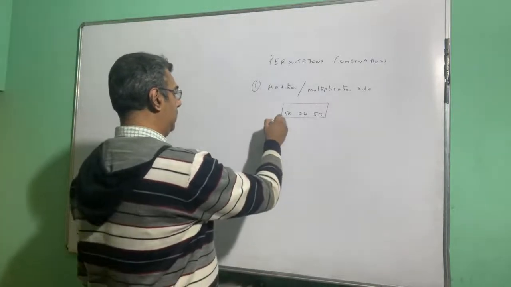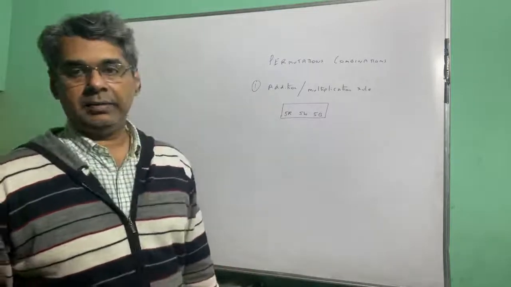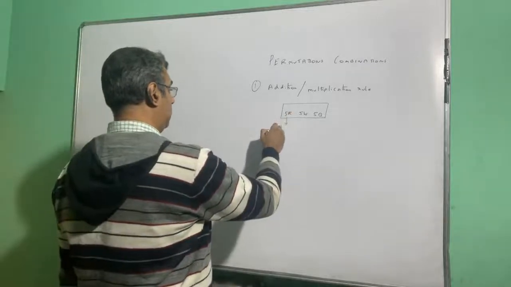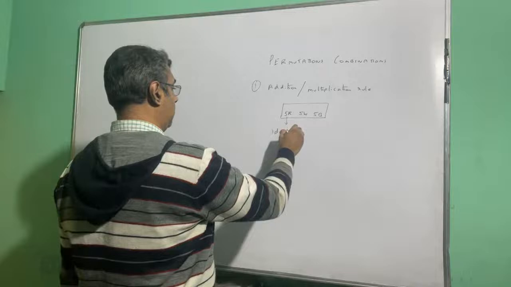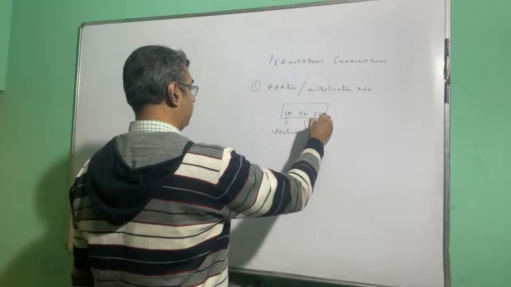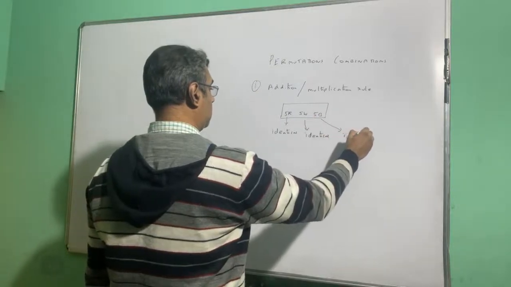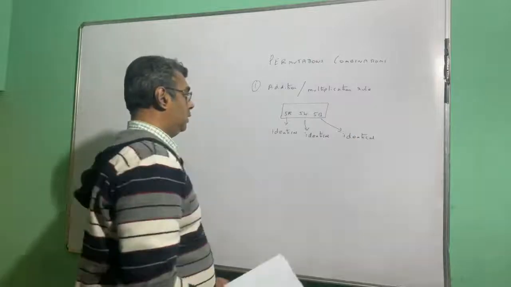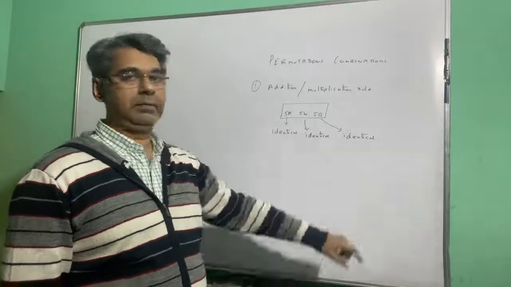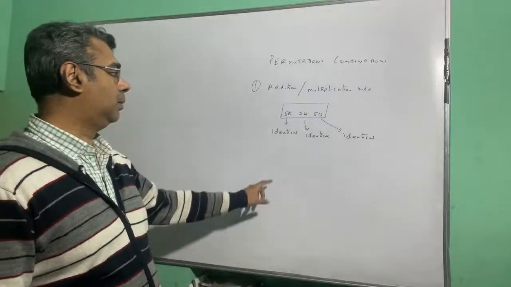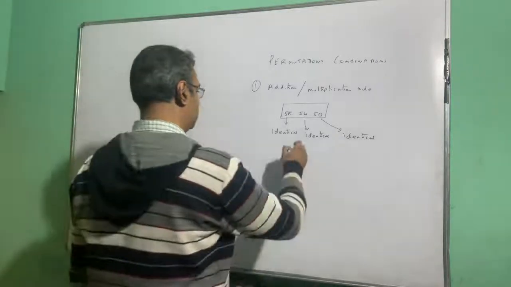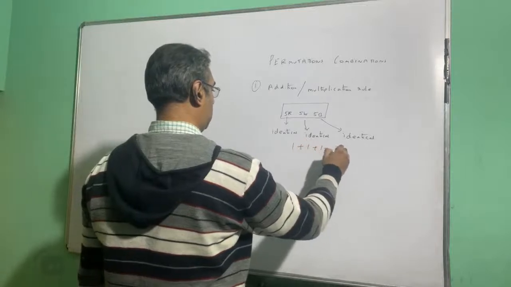The 5 red balls are all identical, 5 white balls are identical, and 5 black balls are identical. The question is that in how many ways can you take out 2 balls which are of the same color? So the answer is 3 ways.